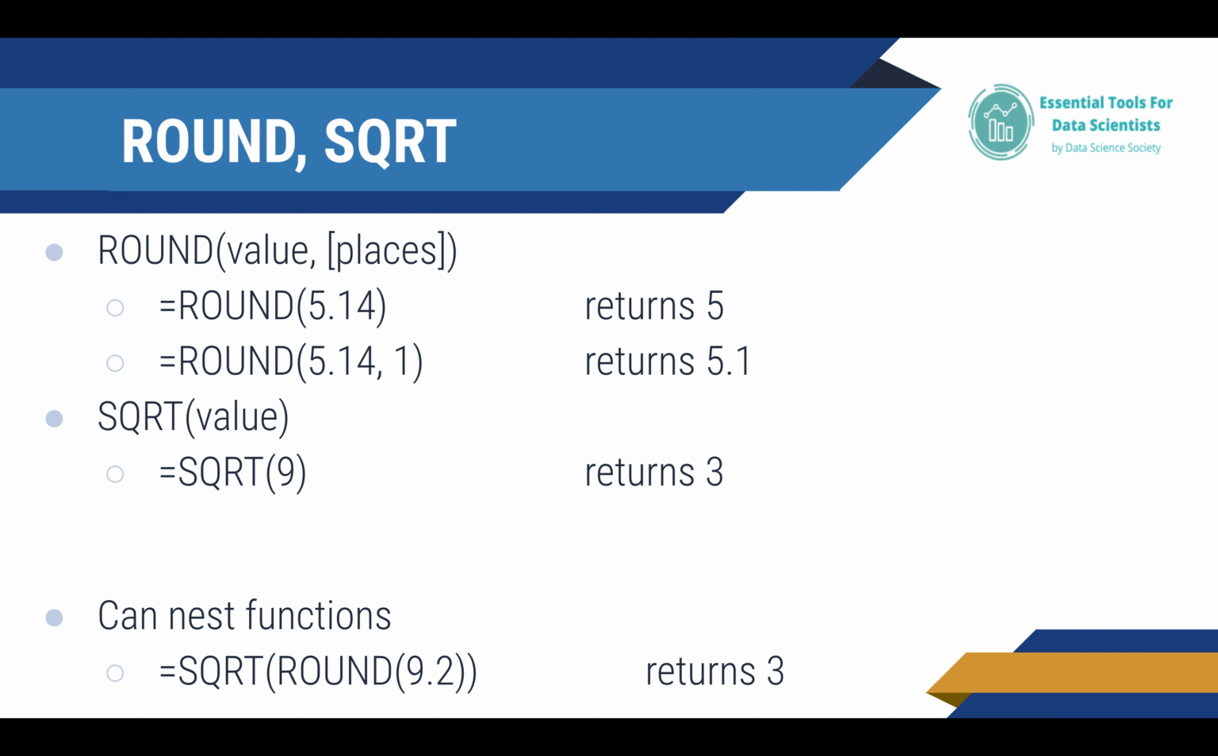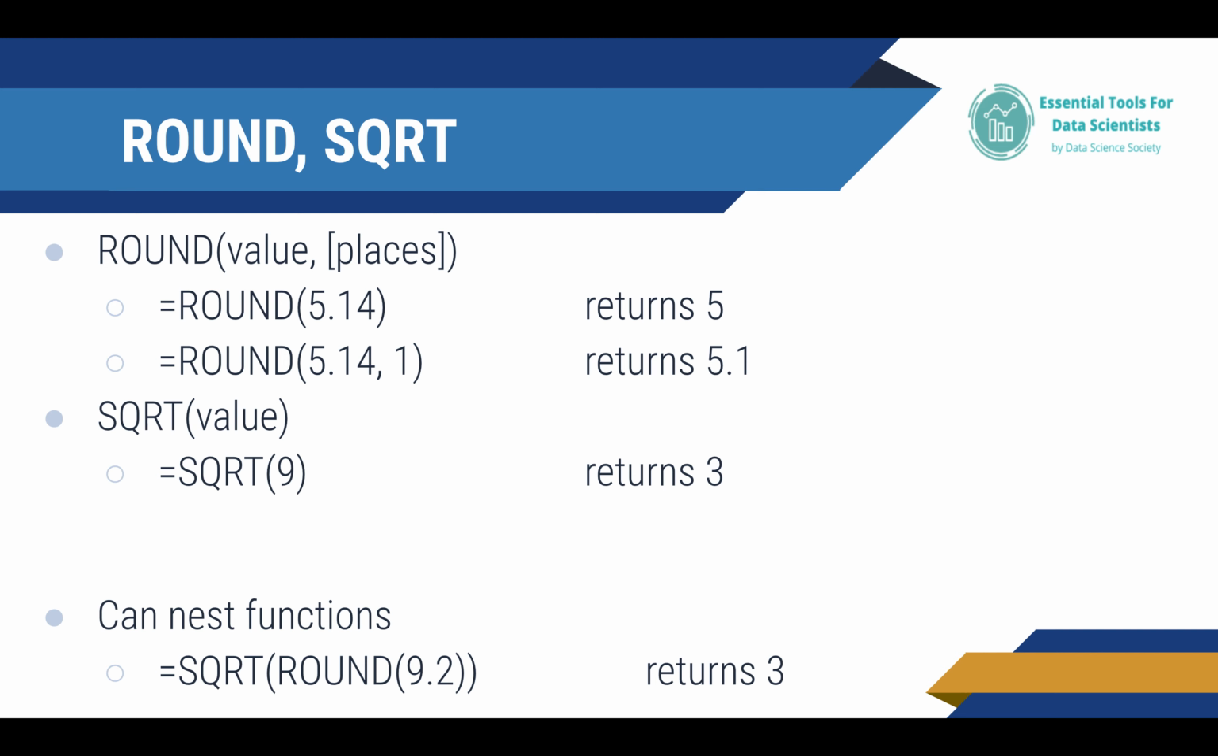For example, 5.14. Round will then round 5.14 to the nearest integer, so 5. This means that places defaults to 0. Places denotes the number of decimal places that we're rounding to. If we specify places to be 1, then round will round 5.14 to 5.1.